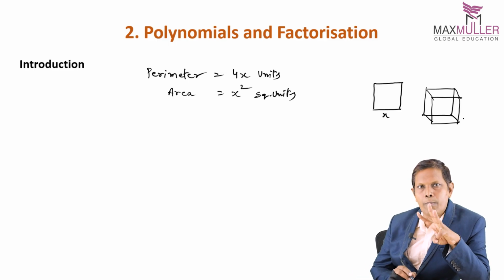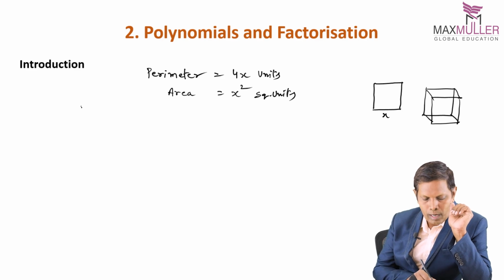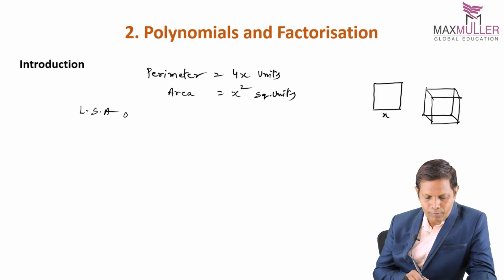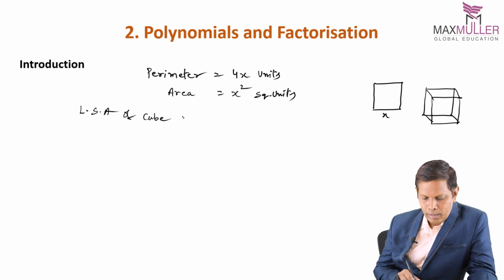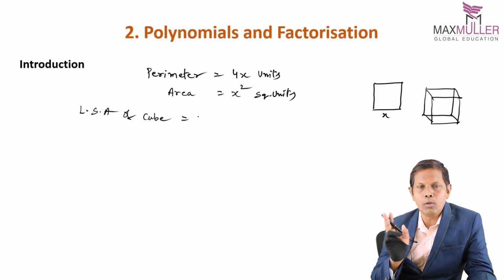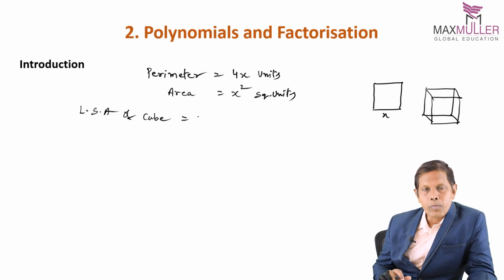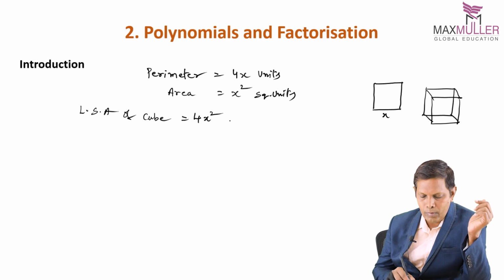So here we have 3 formulas. The first is the lateral surface area of the cube. Here we have 4 sides, and each one is a square. The area of a square is side into side, side square. Since 4 sides are there, that is 4 into x square, 4 times side square, in square units.